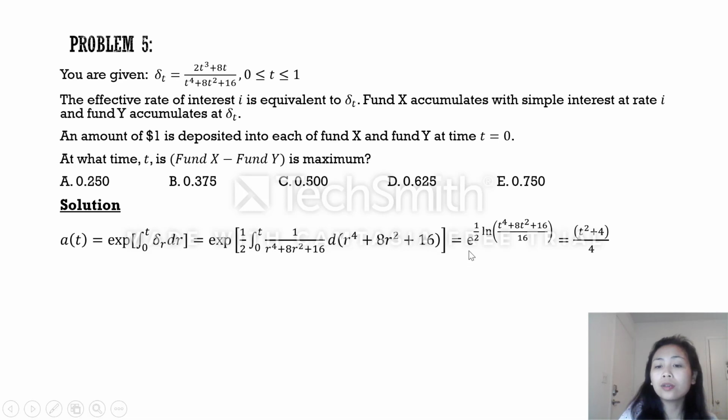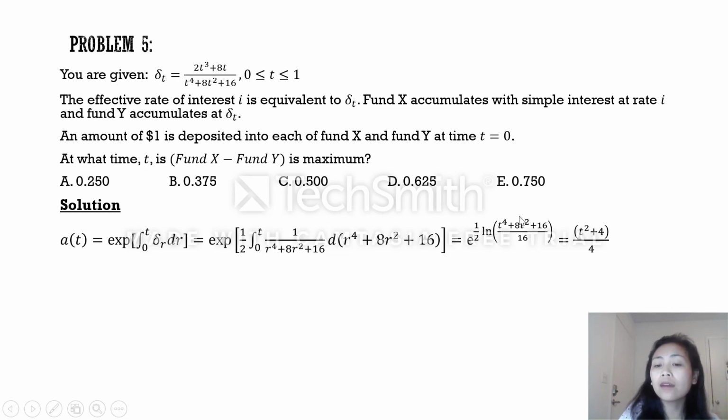So we have e to the 1/2 of the natural log of (t to the 4 plus 8t squared plus 16) over 16, because we consider from time 0 to time t, and that's equal to, here, 1/2 of the natural log.